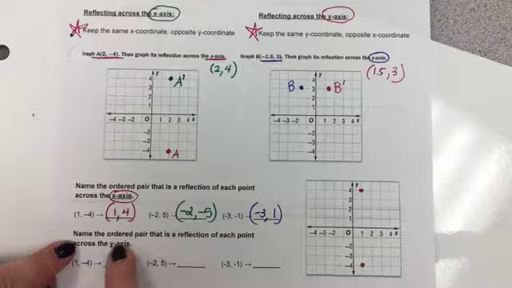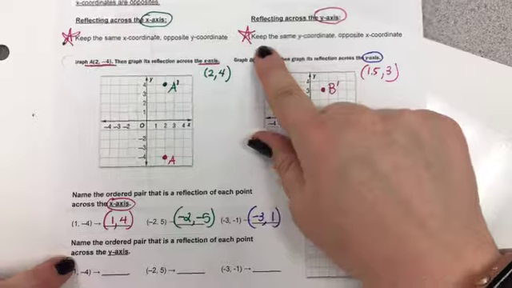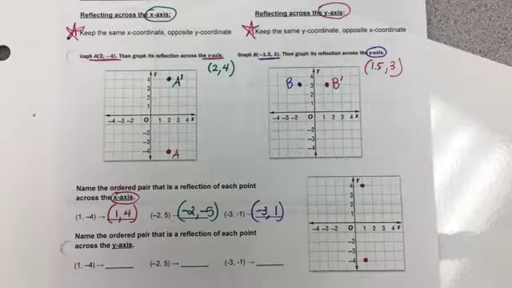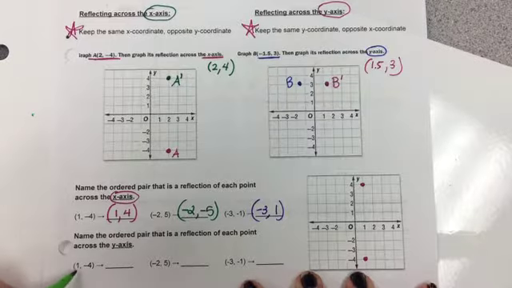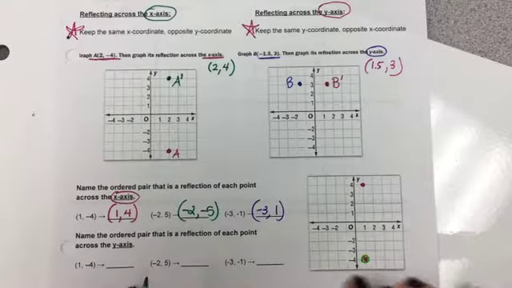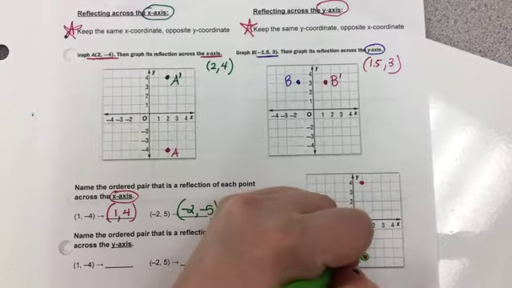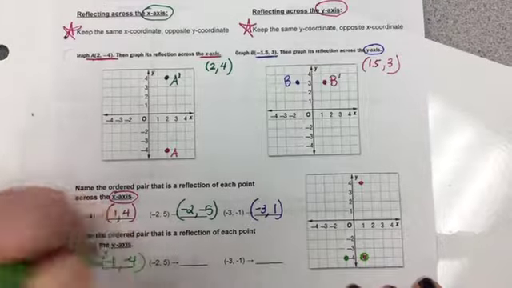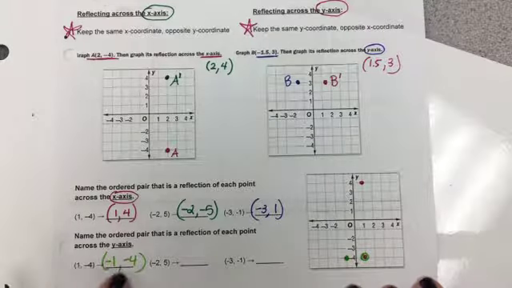Now, we're going to do the same thing, except we're going to reflect over the y-axis. Remember that when we reflect over the y-axis, we keep the y coordinate the same and use the opposite of the x coordinate. So I will go ahead and plot this first point on my coordinate plane, +1, -4. And I want to reflect over the y-axis, so that point is going to be right here at -1, -4. Again, we notice that the y stays the same and the x changes to its opposite.